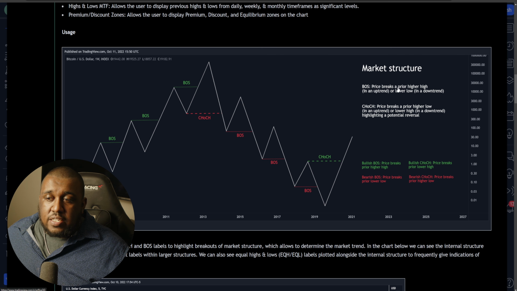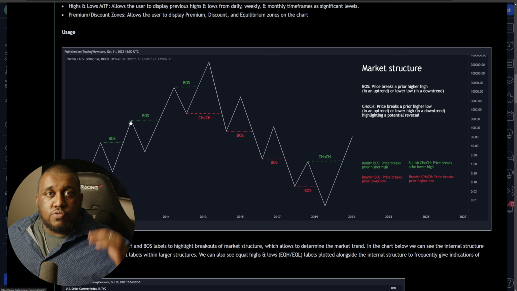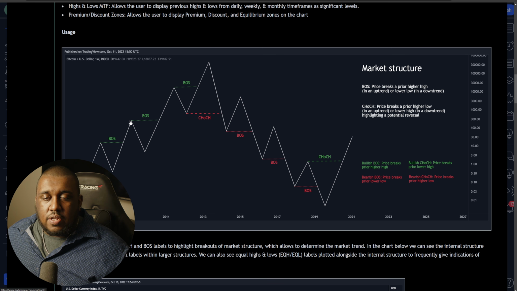A price breaks a prior higher high in an uptrend or a lower low in a downtrend. For now, let's stick with the bullish move. So every time you're making new highs in a trend, that's a bullish sign. Those resistance levels are being taken out. You're going to be happy if you're holding a position during that time.